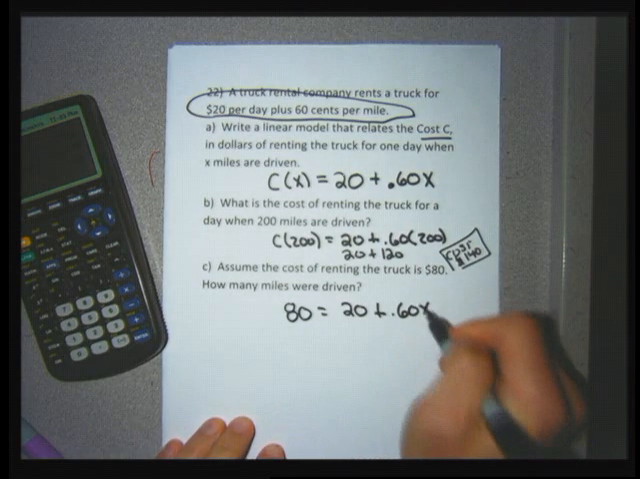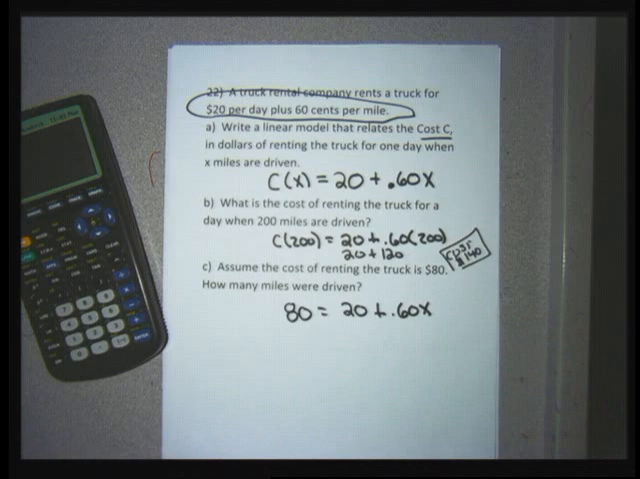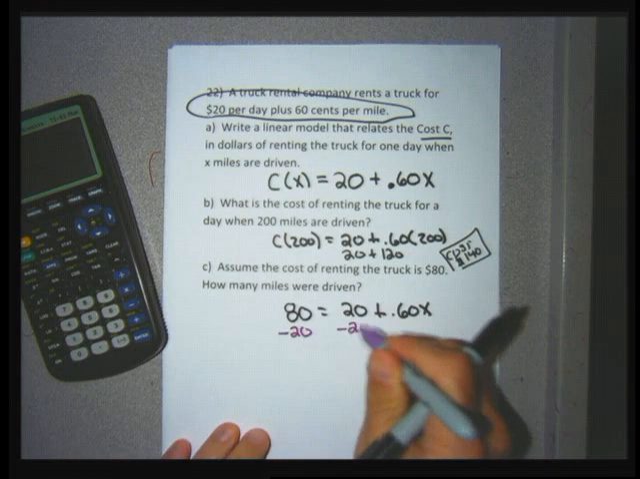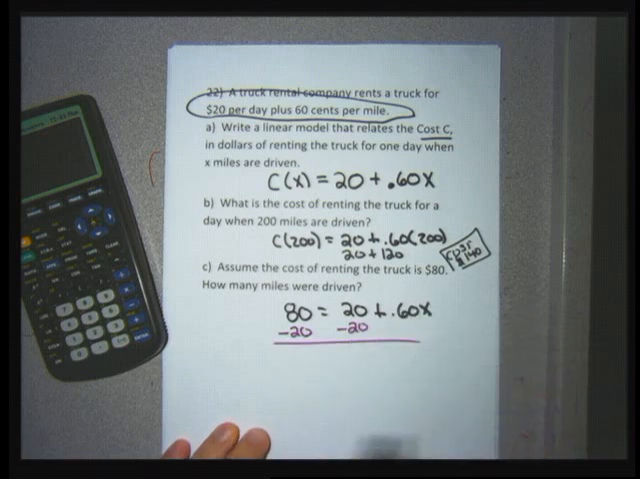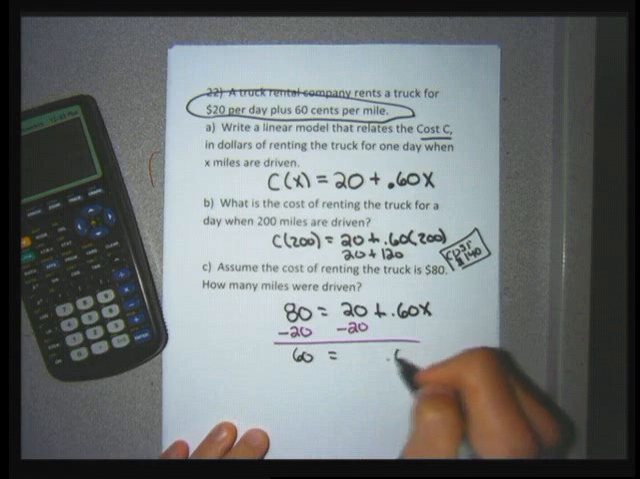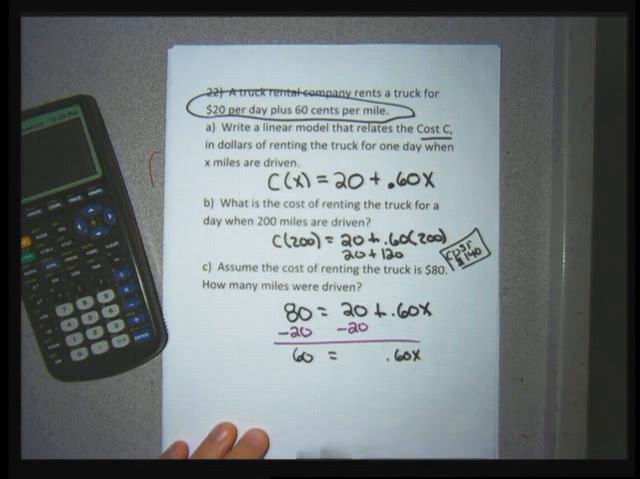So the equation that needs to be solved in part C, if you put the 80 in for x, that's saying you drove 80 miles. You want to find the cost for 80 miles. Putting the 80 into the left side of the equation tells me the cost was $80. How many miles did I drive?